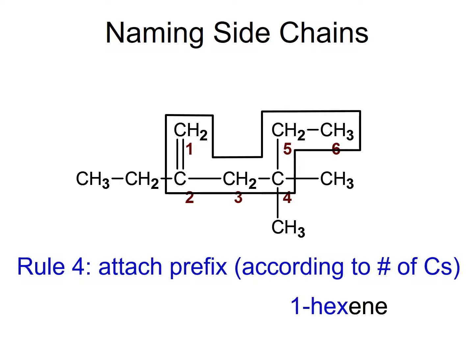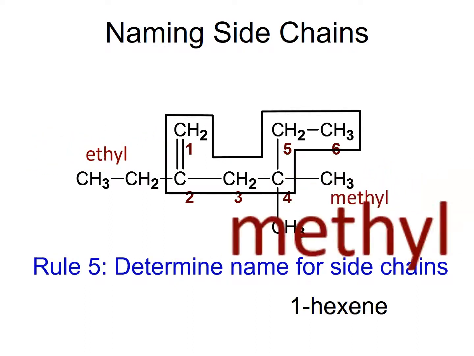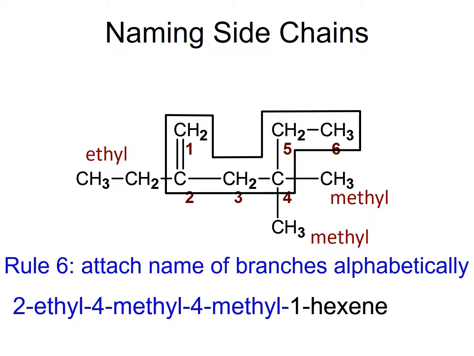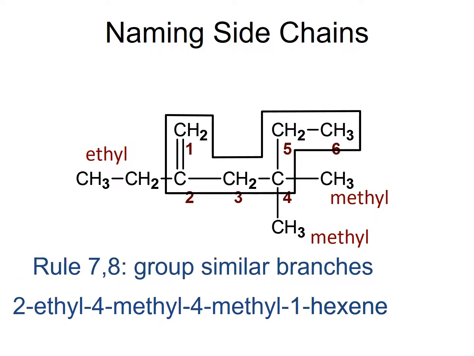Now we have to look for branches, and we have to name where those branches are. We notice that there are 2 single carbon groups and a double carbon group. That means there's an ethyl and 2 methyls. And what you should do is attach the names of the branches alphabetically and number each one appropriately. So 2-ethyl and then 4,4-dimethyl. Instead of saying 4-methyl, we say 4,4-dimethyl-1-hexene. And I do like to put little dashes between my numbers and my names. I'm not sure that's the official way to do it, but it just makes it more clear to me.